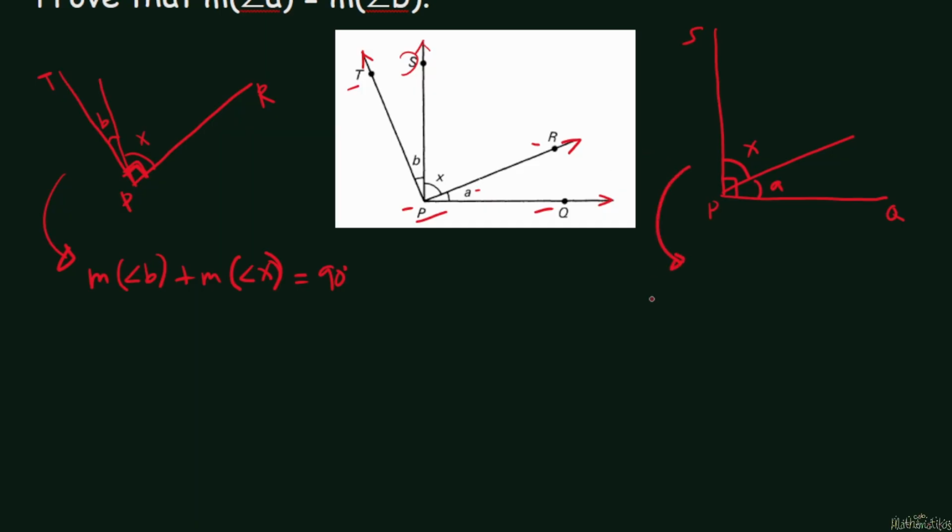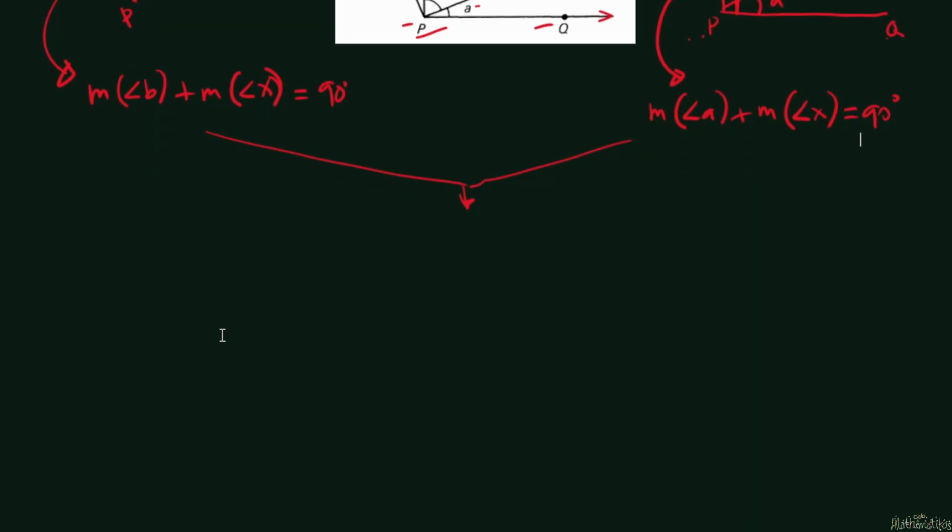Also here, we can write measure of angle A plus the measure of angle X is equal to 90 degrees, because the total is 90 degrees, since SP or PS and PQ are perpendicular. So we combine these two, since they are the same, equal 90 degrees.